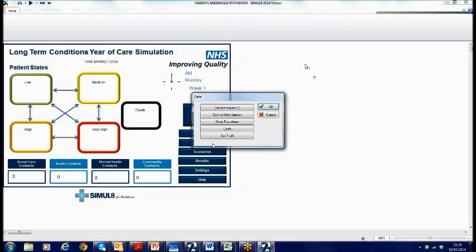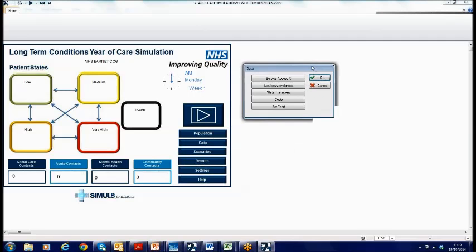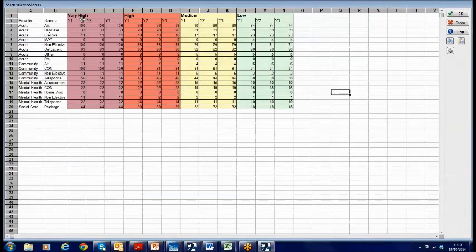So let's have a look at the data now. What this is showing us is what services people are likely to access depending on what states they're in. So if they're in the very high state, we can see, let's have a look at the non-elective acutes. 100% of that group are going to have a non-elective admission. 88% in the higher group, 79% in the medium group, 71% in the lower group.